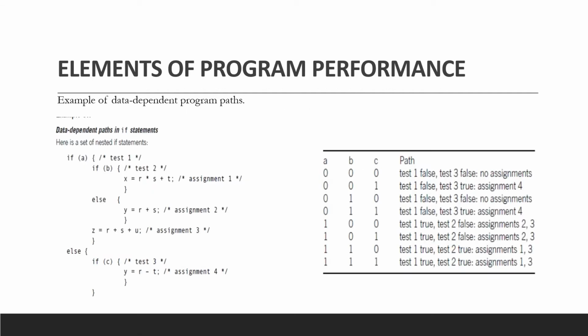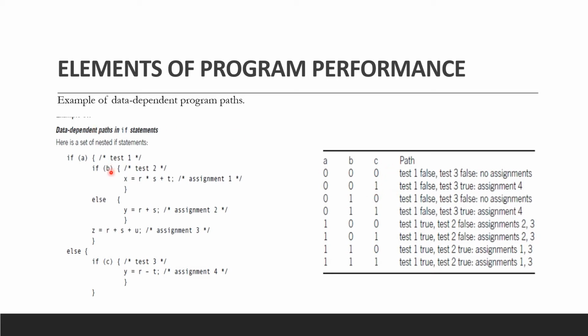Here, this example shows you a data dependency. How do we measure the instruction timing by using the data dependent program path? Here we have three variables: A, B, and C, named test1, test2, test3. For the three variables, we have a combination of 8 values, from 0, 0, 0 to 1, 1, 1. Now, how will the program path proceed?